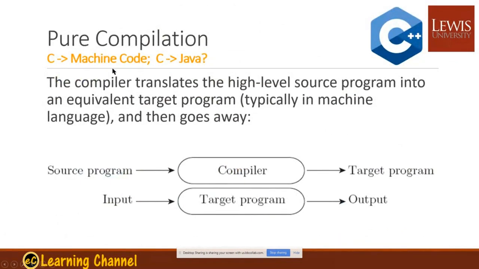So pure compilation is C, C++, especially C. You have a host program that compiles your source into a target program, and then you have that target program accept input and provide output. So is it okay to compile C into Java? The answer is yes. And it is also okay to compile Java into C. The compiler translates the high-level source program into an equivalent target program, or low-level machine language program.